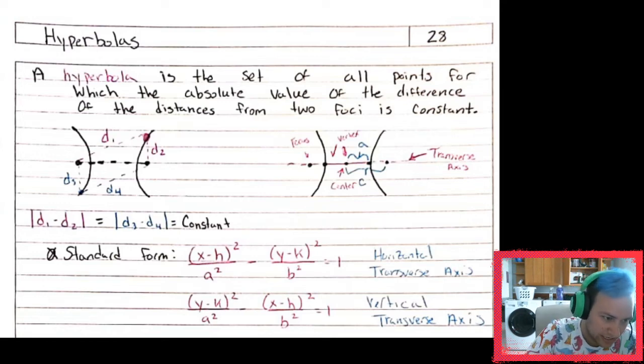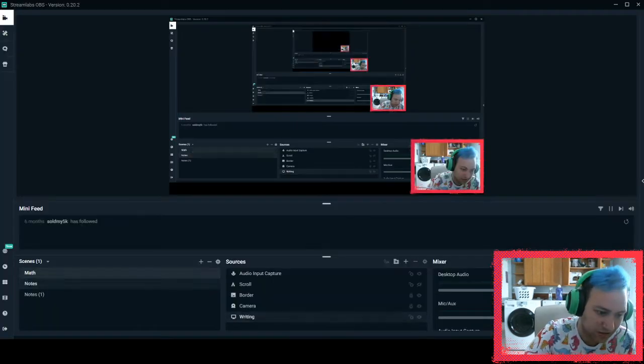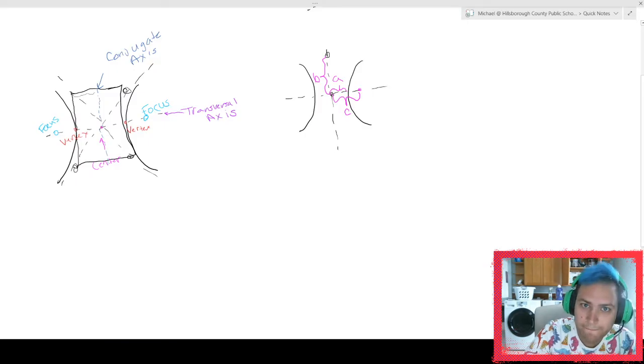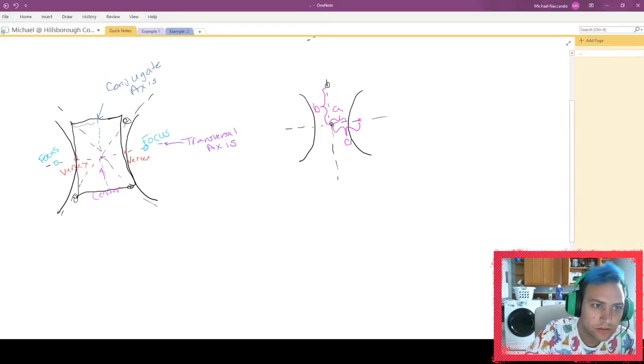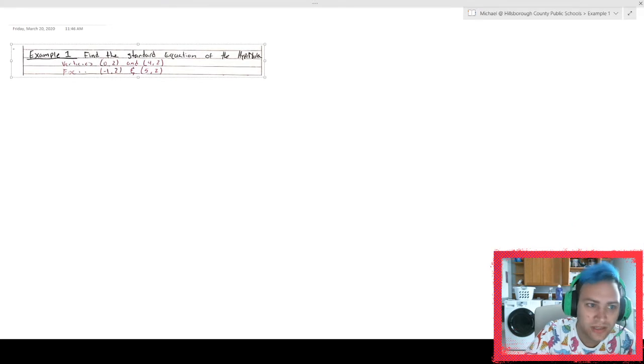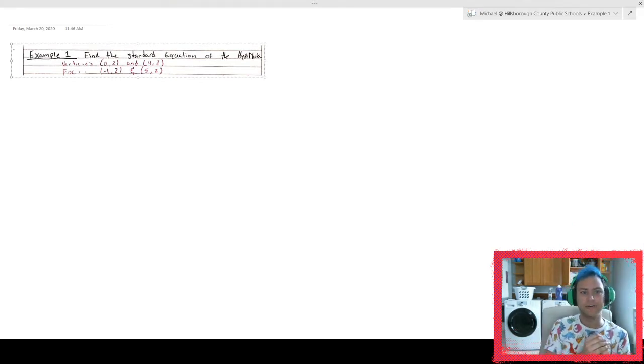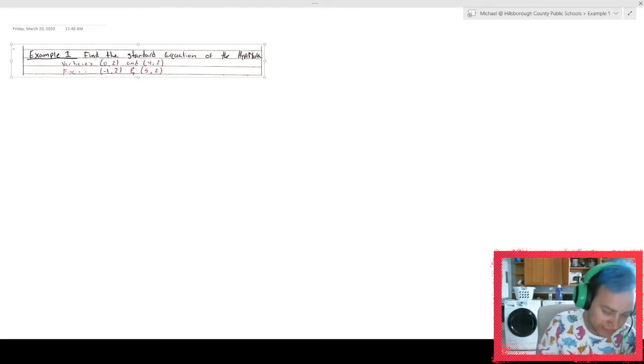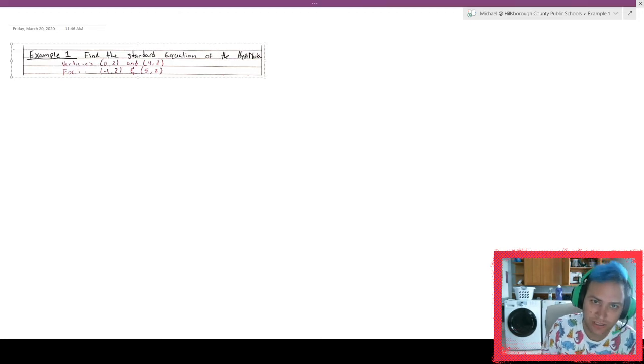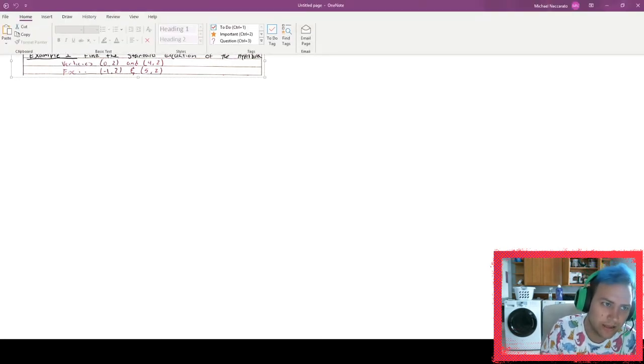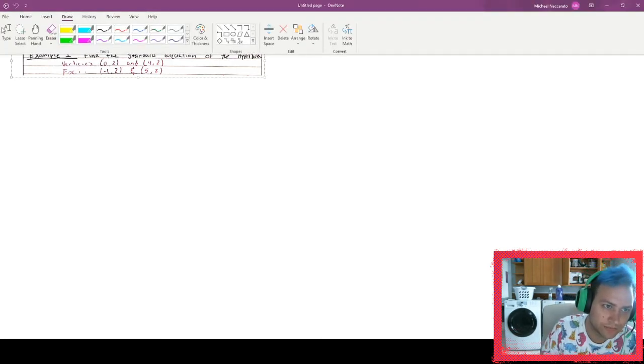All right, let's take a look at our examples. We got 2 examples to look at today. So example 1. Example 1 says, find the standard equation of a hyperbola given that the vertices are at 0, 2, and 4, 2, and the foci are at negative 1, 2, and 5, 2. So taking a look at that, the first thing that I did is I drew kind of a quick sketch here just to kind of get me thinking in the right direction.